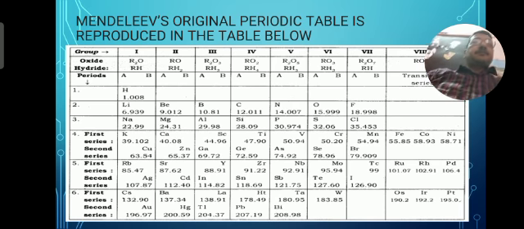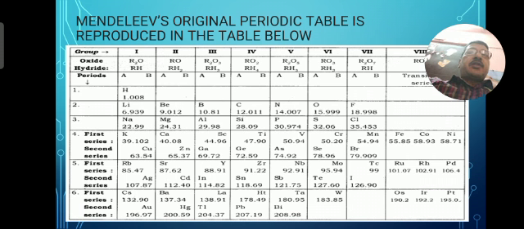Here let me inform you, as in the earlier class I told you, what type of elements are kept in the first group. These are based on the oxides and the hydrides with the general formula R2O and RH. Similarly, in the second group, RO and RH2. And in the third group, R2O3 and RH3.